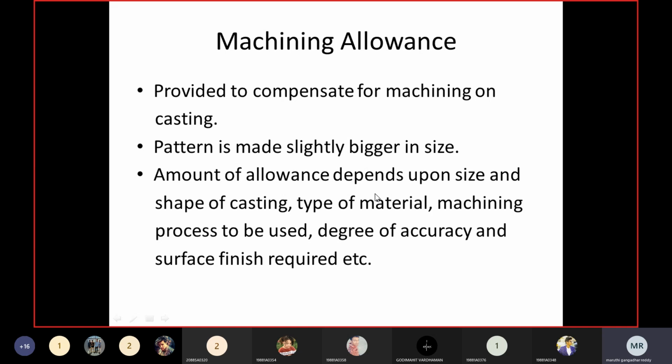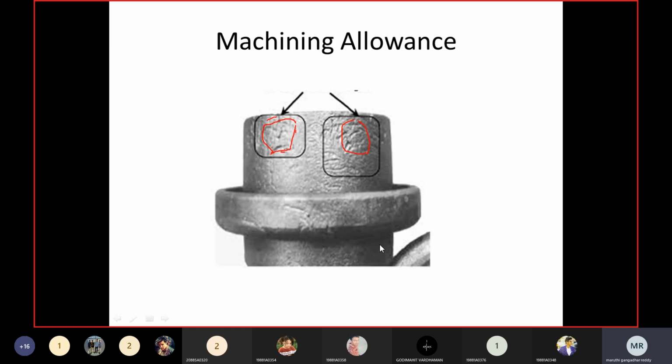The amount of material depends upon the shape of the casting, the type of material which we are using, the machining process that is to be used, and the degree of accuracy and surface finish required. Remember these 2 points here: the degree of accuracy and the surface finish. In order to get the closer values and the required amount of surface finish, we have to provide some extra material that we remove by grinding or surface finishing operations. We can provide the required surface finish on the component, and that is called the machining allowance.